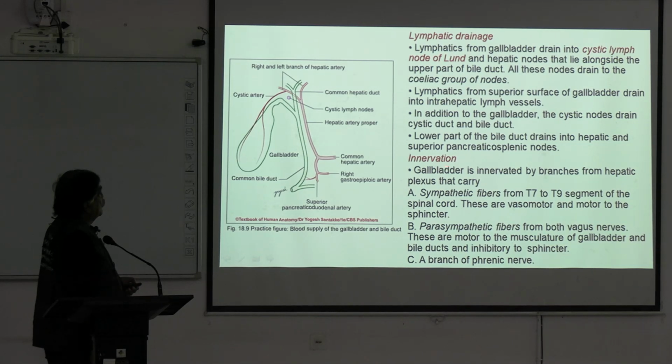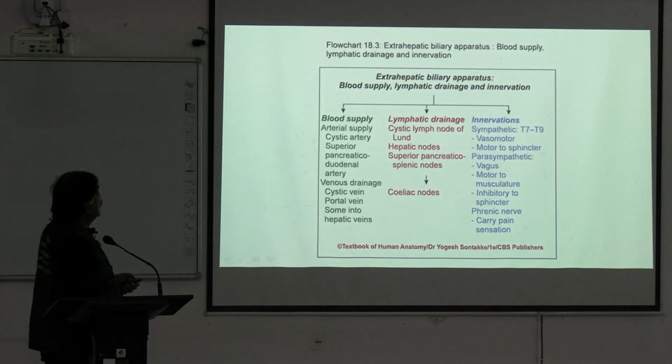So, innervation: the gallbladder is innervated by branches from the hepatic plexus that carry sympathetic fibers from the T7 to T9 segments of the spinal cord. These are vasomotor and motor to the sphincter. Parasympathetic fibers from the vagus nerves are motor to the musculature of the gallbladder and bile ducts and inhibitory to the sphincter. A branch of the phrenic nerve also contributes. Next.